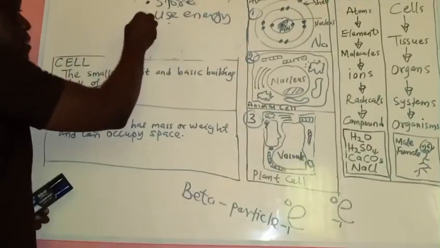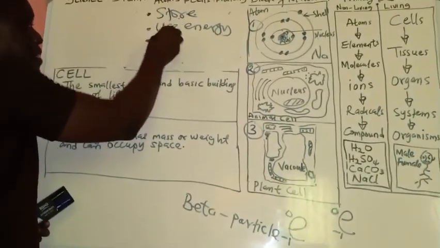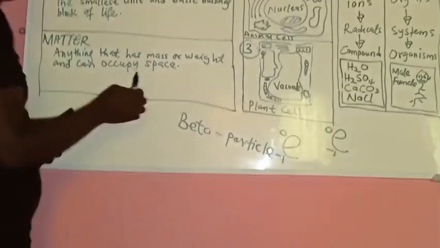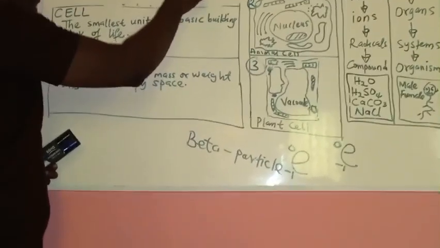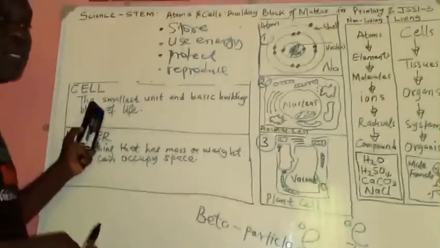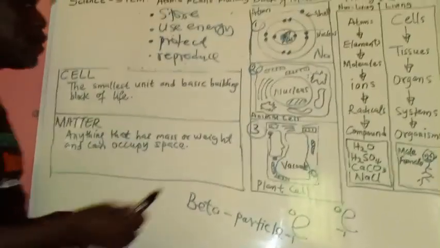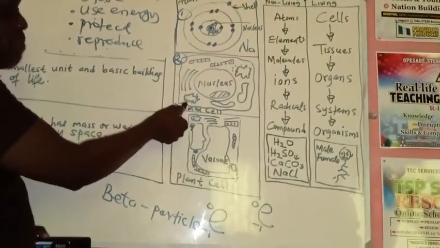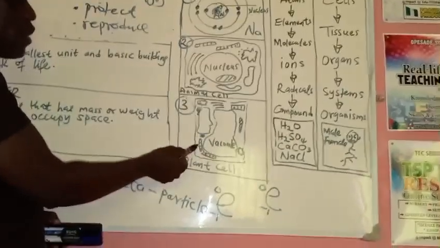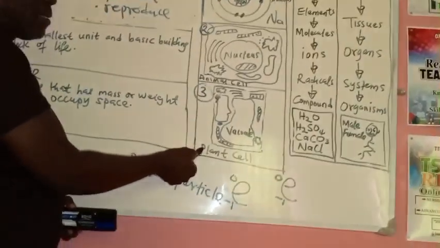It can protect itself. A cell can protect itself. Then it can reproduce. So they are the smallest unit of life, or the basic building block of what? Life. Now, look at this diagram. This number 2 and number 3. The first is animal cell. The second is what? Plant cell.